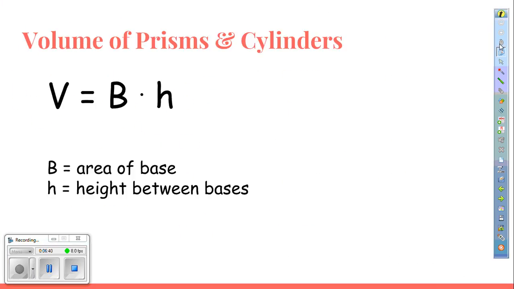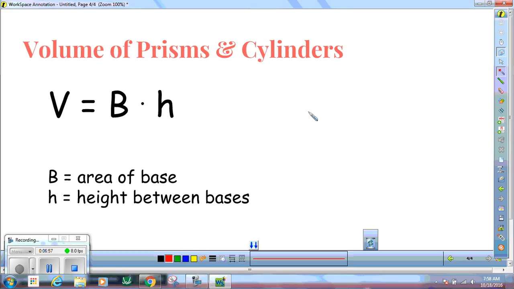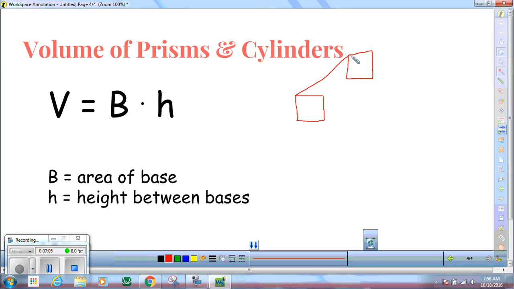Next up, let's look at volume of prisms and cylinders. The volume of a prism or cylinder is to take the area of the base, big B here is the area of the base, and multiply it times the height. Now by height, what we mean is the distance between the two bases. So if I have a square prism, I have 2 squares on either end, and then these are connected.